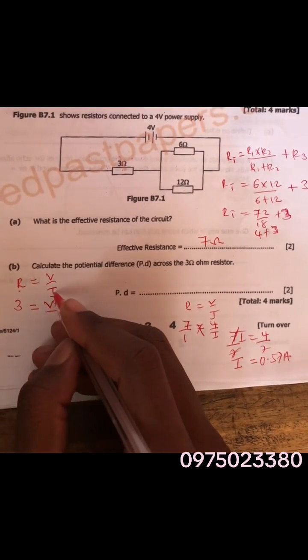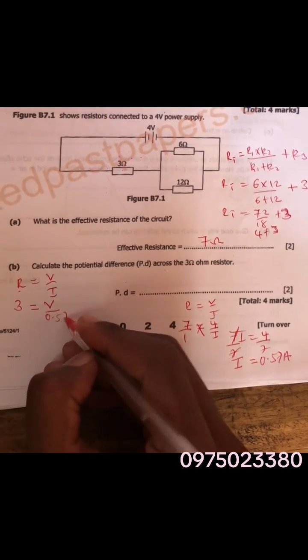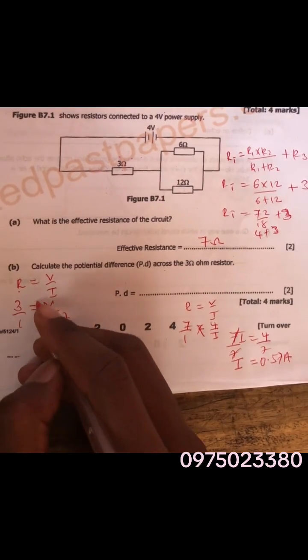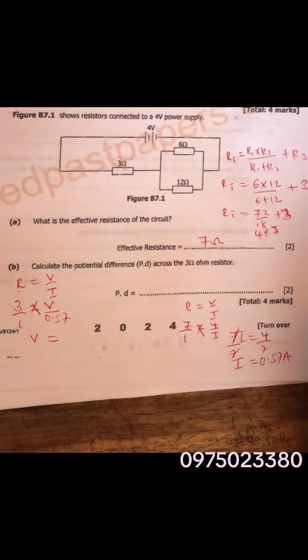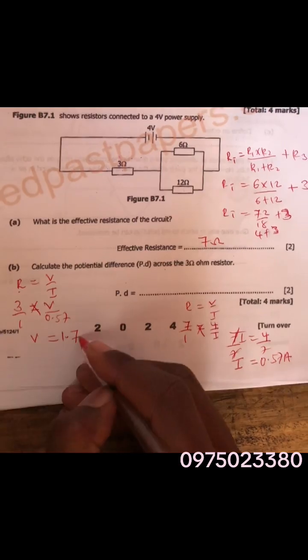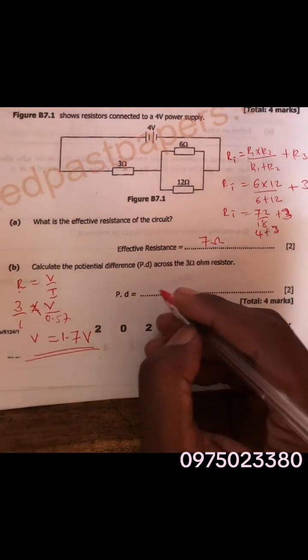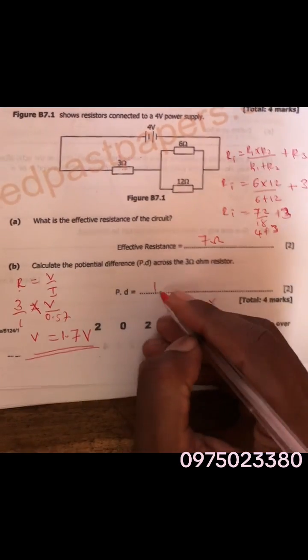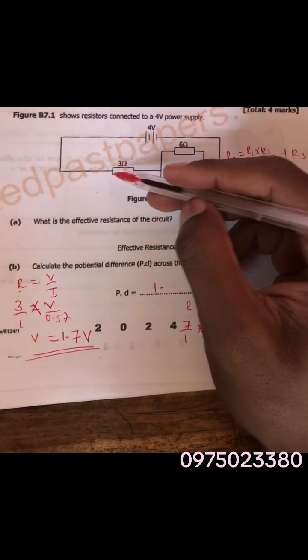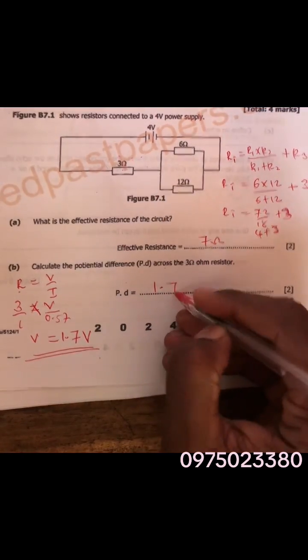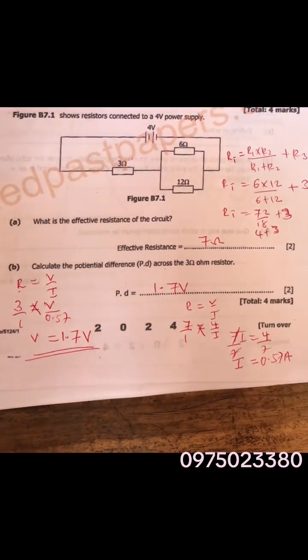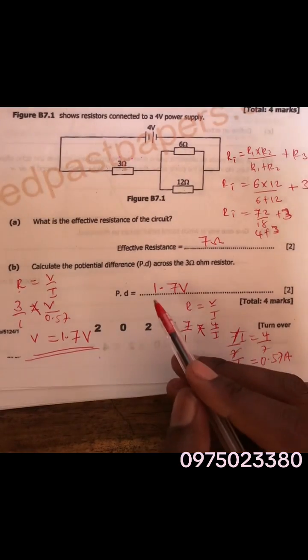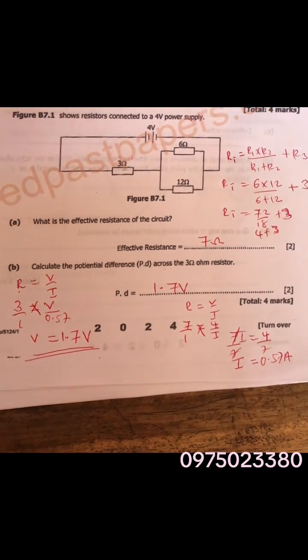So here, where there is current, we're going to put 0.57, and then we cross multiply. V times 1 gives us V, and 0.57 times 3 gives us 1.7. So 1.7 volts is the potential difference across the 3 ohms resistor, not the total. The total voltage is 4 volts. So that is the potential difference across the 3 ohms resistor.